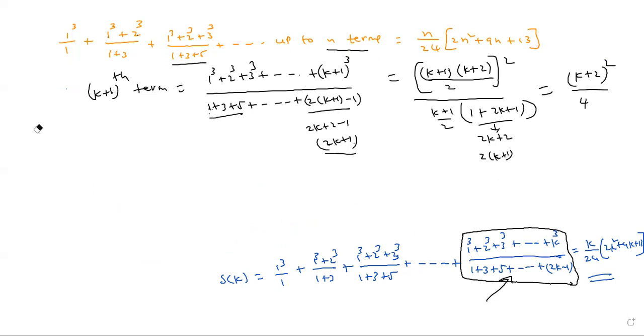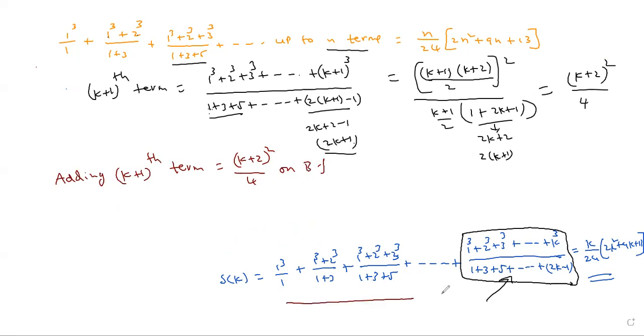Now the next part is adding k plus 1th term, that is equal to k plus 2 whole square by 4 on both sides. Where you have to add here at S of k, you add k plus 2 whole square by 4 on both sides.